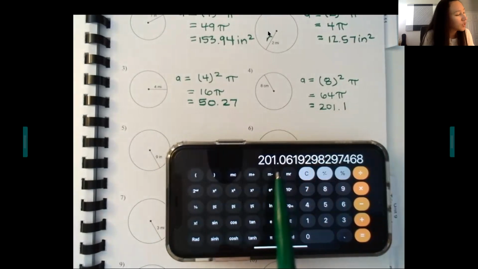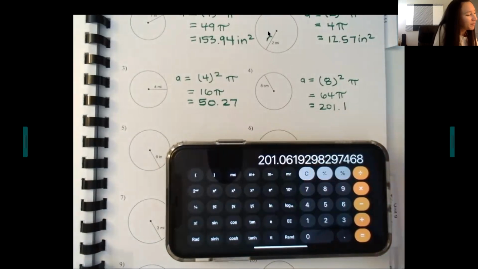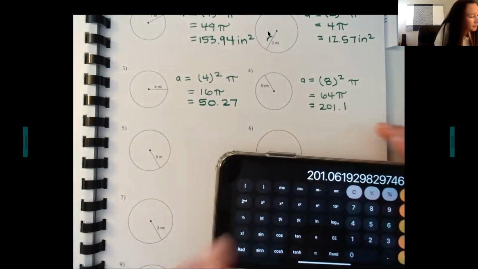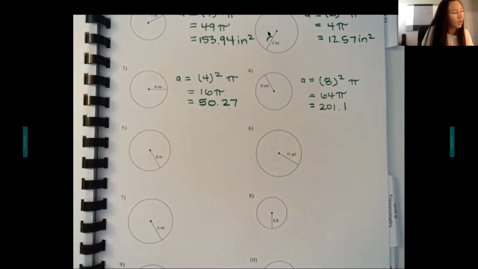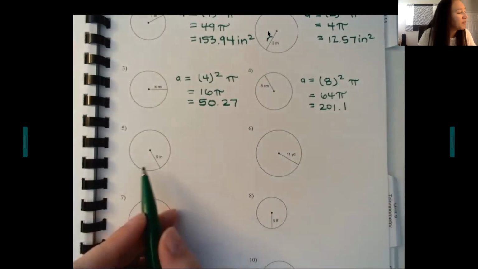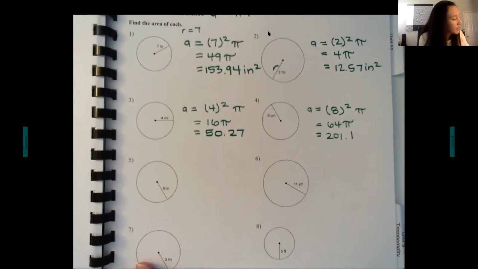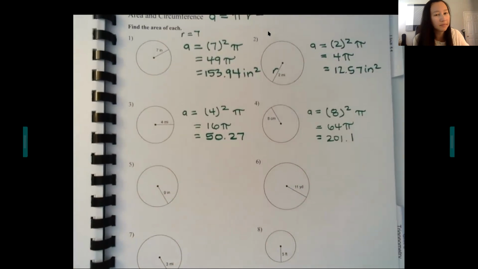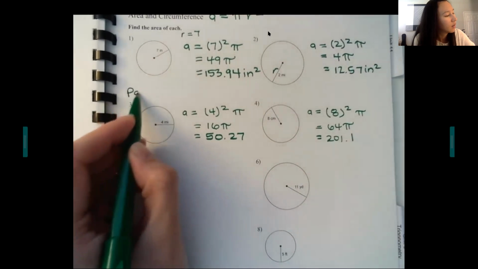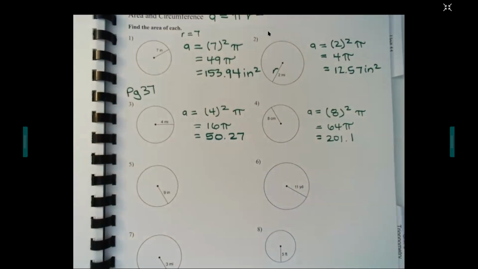You could also just do 0.06, but 201.1 works too. Okay, Jasmine, number 5. Jose, we are on page 37 in your First workbook.